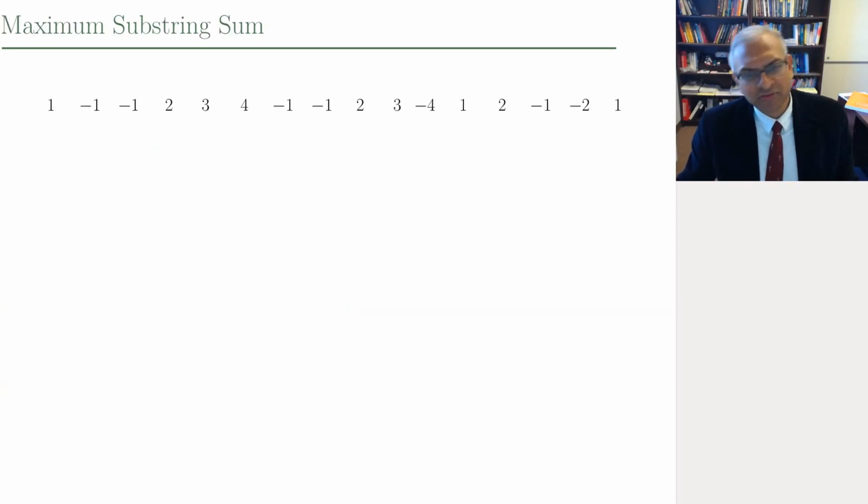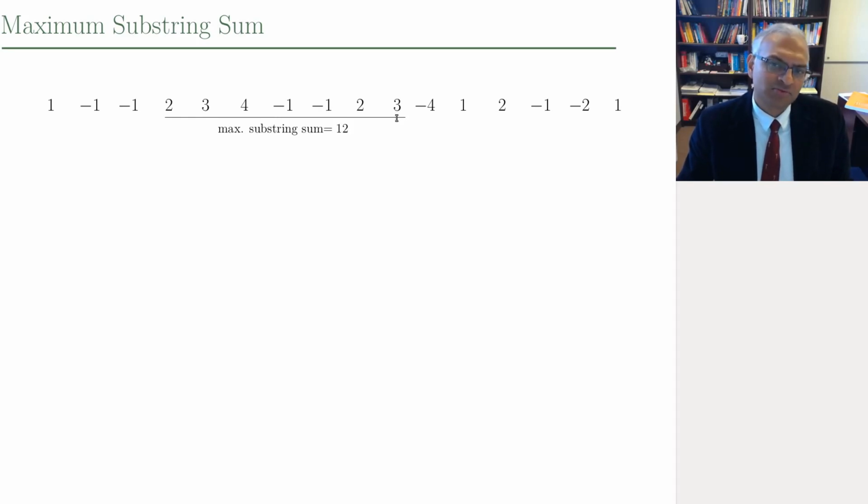Okay, let's start with some motivation, and consider this list of numbers: 1, -1, -1, and so forth. Okay, and I'm highlighting a substring of this list, of 3 numbers, and the sum is 2 + 3 + 4, which is 9. So we could ask, what is the maximum possible substring sum? Okay. Now in this case, you can find a substring of sum 12, and that turns out to be the maximum. If you start at this 2 here, and you go all the way up to this 3 here, you get a substring of sum 12.